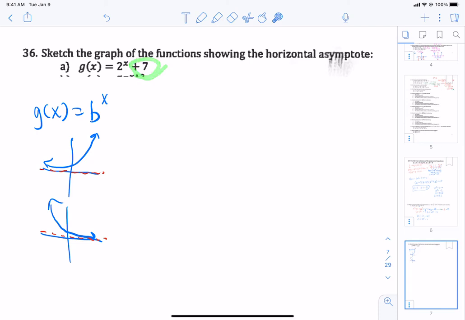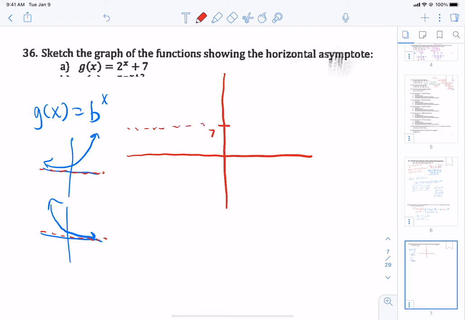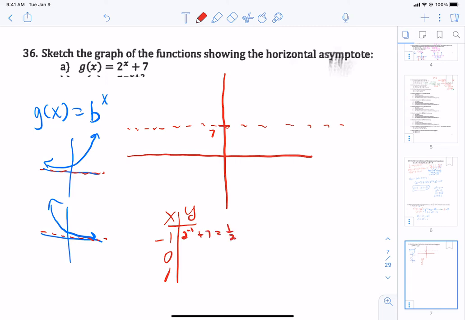That plus 7 is going to, remember, think about what it does. Its job is to move a function up or down, and so it moves it up 7. So I know, without plotting any points, that this graph is either going like this or is going like that. And so now all you have to do is plug in -1, 0, and +1. Let's see what happens. If I plug in -1, I get 2 to the -1 plus 7, which is 1/2, because that negative power flips it, plus 7, which is 7.5.